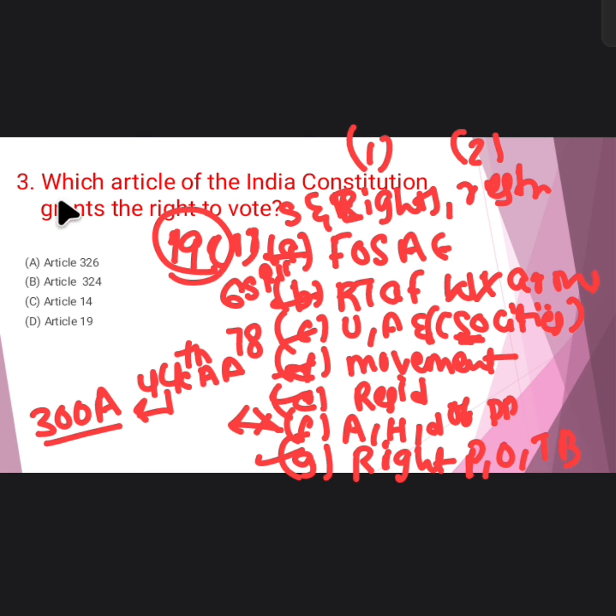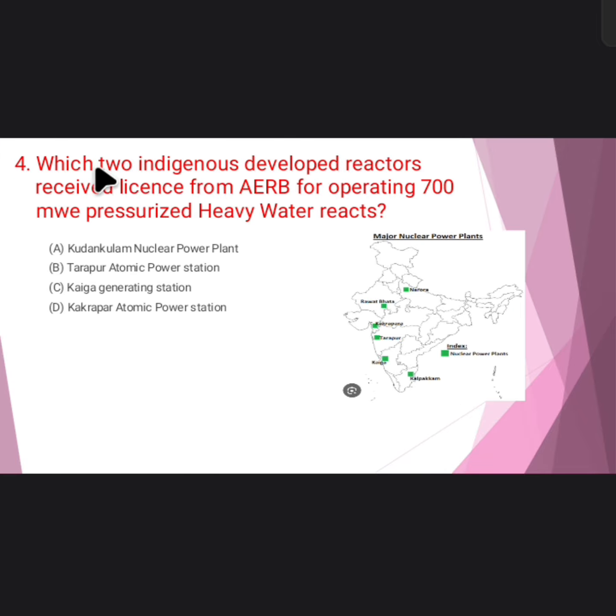This is related to this particular question, and the correct answer, as we discussed, is Article 326, which talks about the right to vote. And moving on to the next question, which is question number 4.